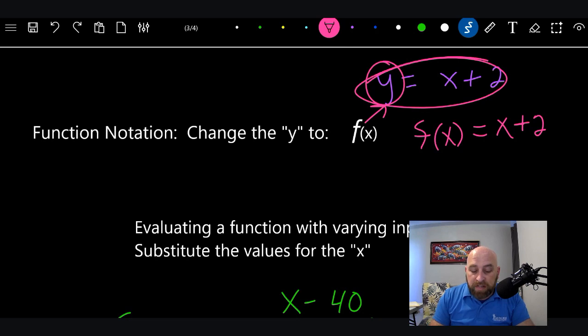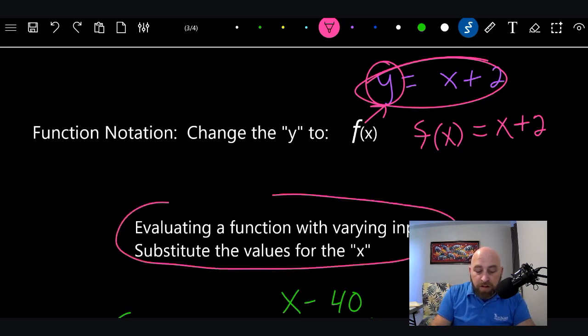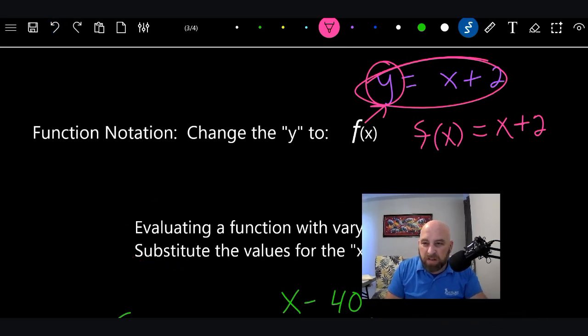All right, now here's an interesting thing. Look down here, evaluating a function with varying inputs. What does it mean to vary the input?